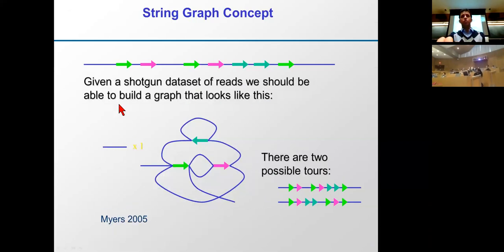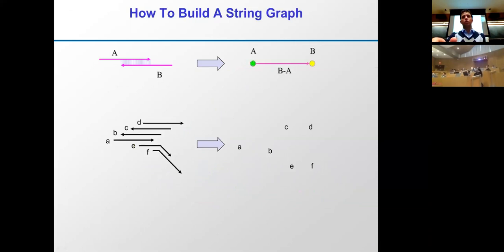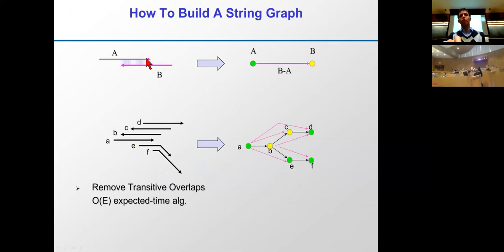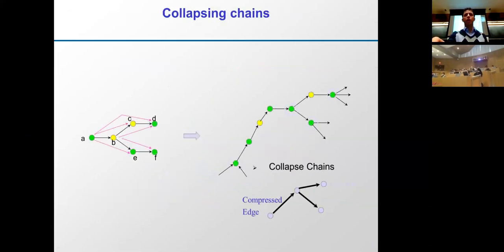So given a shotgun data set of reads, we should be able to build a graph that looks like this. In order to build a string graph, you start with reads and transform those into relationships: the A read is in front of the B read. So every read is a node and every relationship between the reads is a directed edge. Then in a more complex graph, you can build chains: there's an overlap between the A read and the C read, between the A read and the D read, A and E, A and F, and so on. Then you can start building these longer chains. But there's so much information in these chains that's simply superfluous. You don't need to know about every single read that takes you from one contig to another contig if there's no ambiguity. So you can start collapsing these into a single edge.